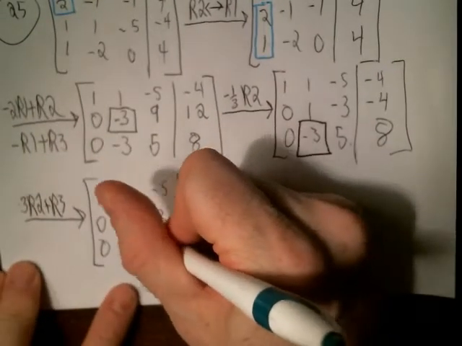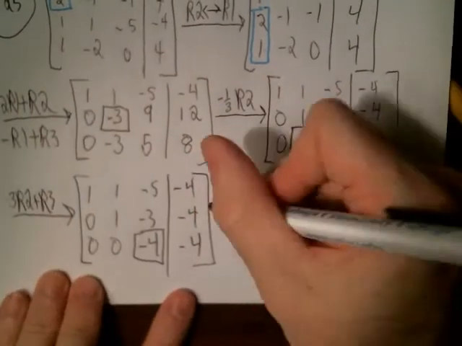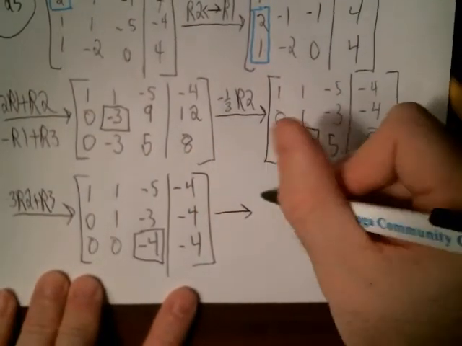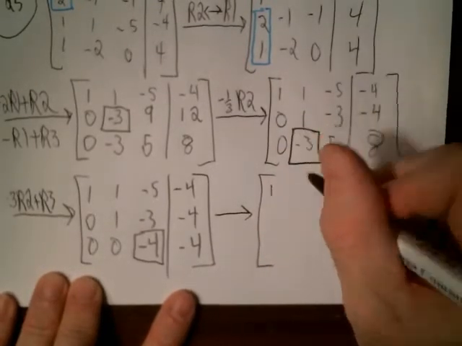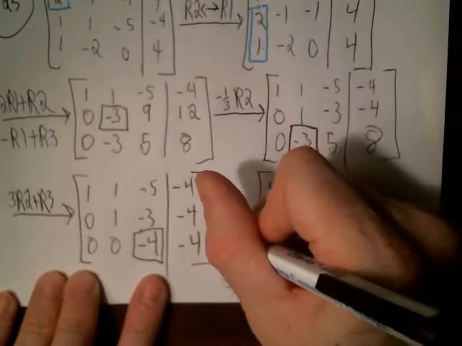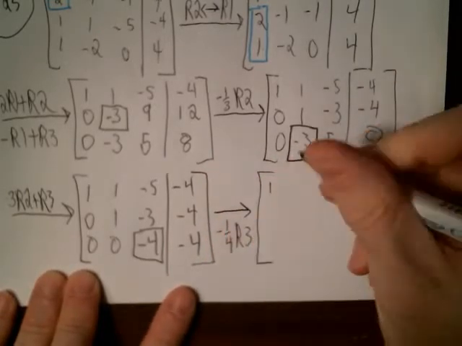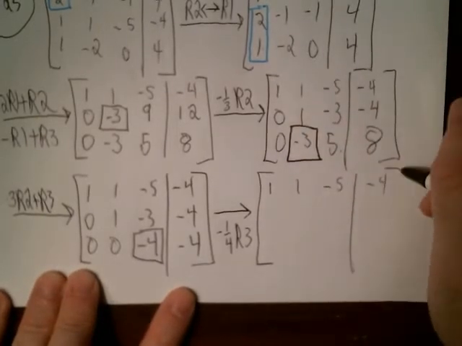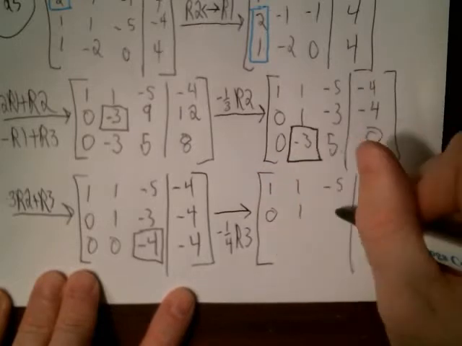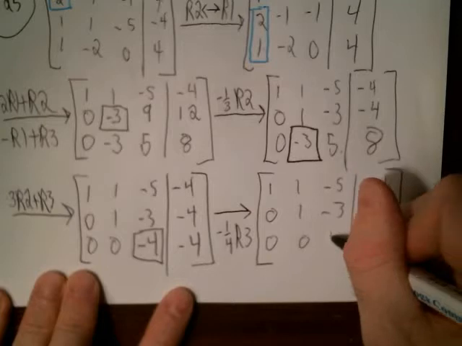Finally, I need 1 in this position, and that'll close out my Gaussian elimination. So this time I'm going to just multiply row 3 by negative 1/4. Okay, and that should do it. 1, 1, negative 5, negative 4, 0, 1, negative 3, negative 4, and then 0, 0, 1, 1.